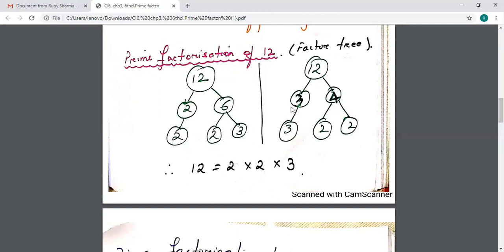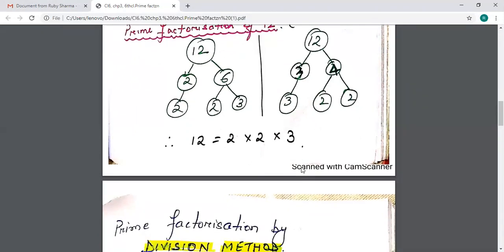So if you observe the prime factorization of 12, whichever way you do, ultimately you arrive at the same result. 12 is 2 into 2 into 3. Is it clear, all of you? So whichever method you do.